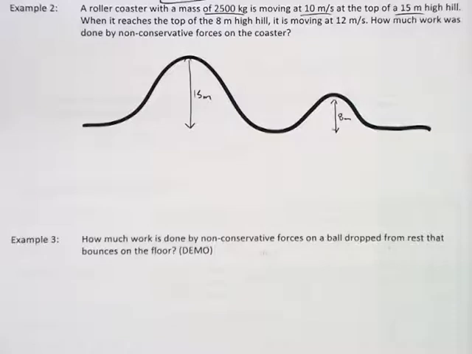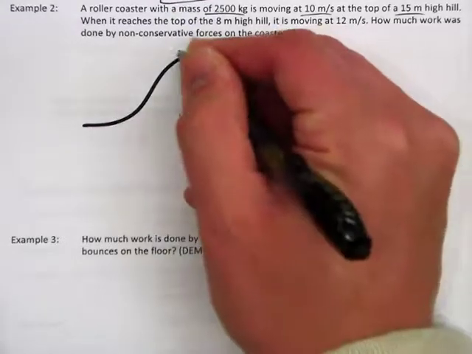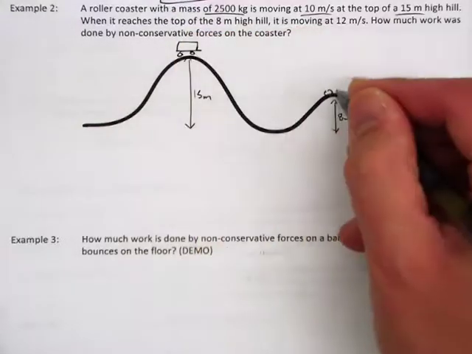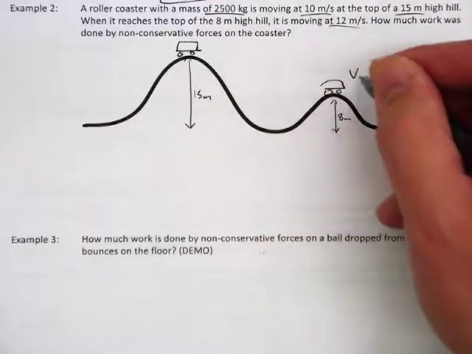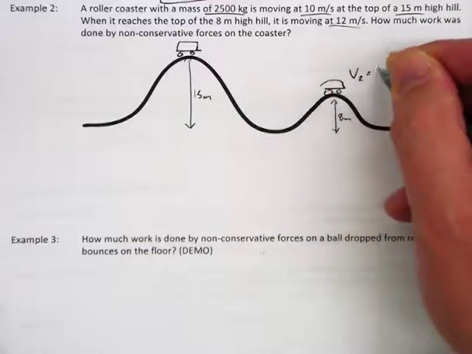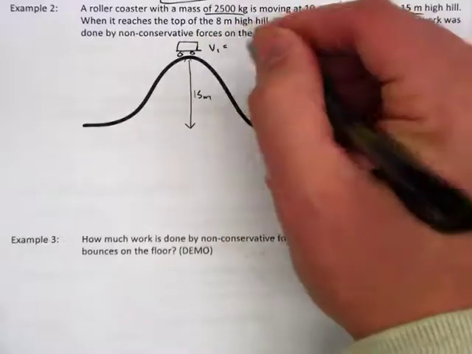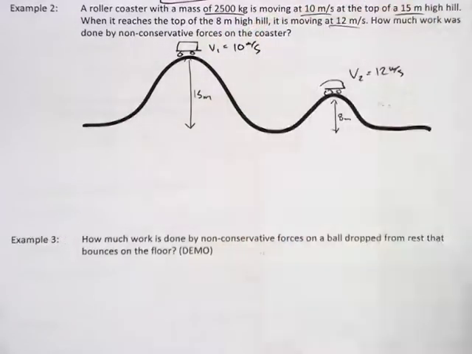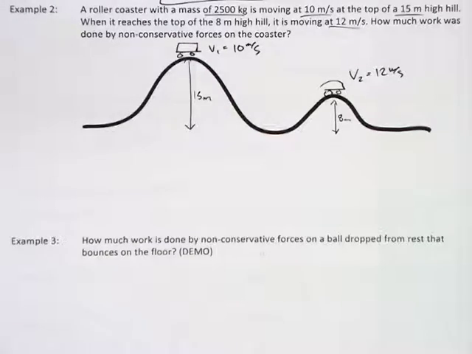And then that roller coaster is going to go down the hill, come back up the other side, and on this other hill it's going to have an elevation of 8 meters and a new speed of 12 meters per second. So we'll call this V2 is 12 meters per second at a height of 8, and V1 is 10 meters per second. Now, if there was no friction or no drag involved, then we could say that delta E is 0.